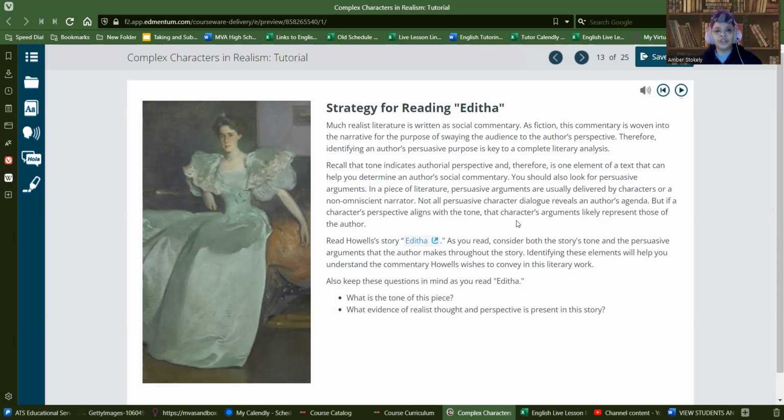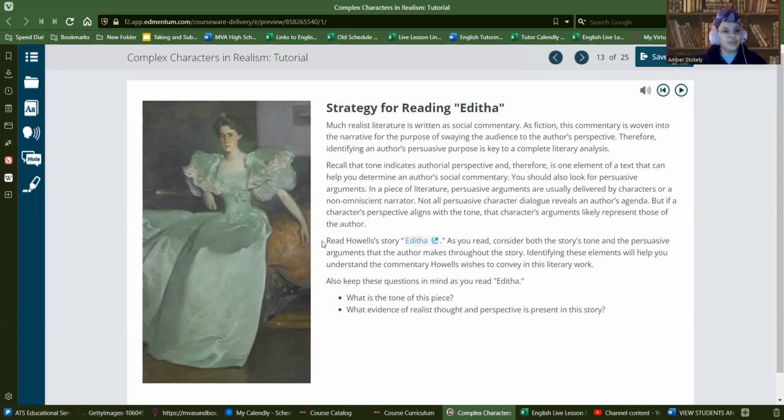Because it's not realistic to have everyone just have the same opinion. So you have to spot, here's what the story is trying to tell me, and then this is the character that's saying the same thing that the story is. And when you put those two together, that's a very strong indicator that that's what the author thinks.